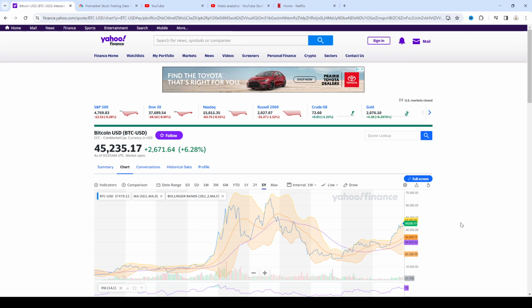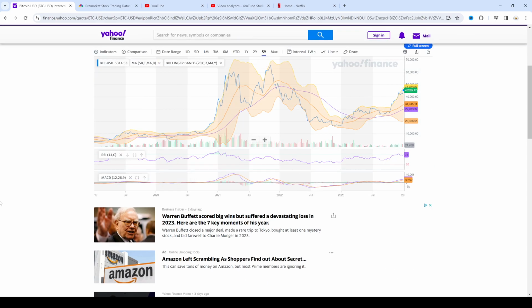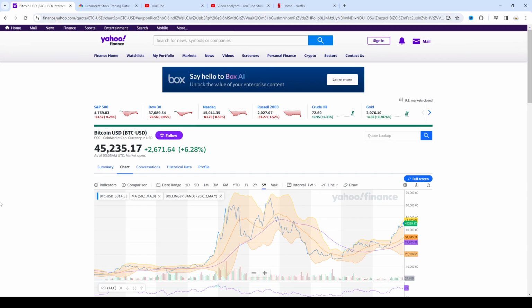With the Bitcoin ETF being approved, it's pretty exciting, I have to say. I think the Bitcoin ETF is a big deal. It basically connects Bitcoin to the stock market, and the flow of the stock market is getting pumped into Bitcoin.